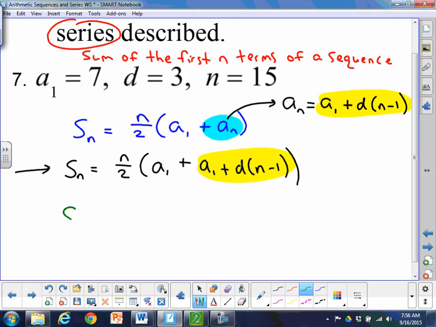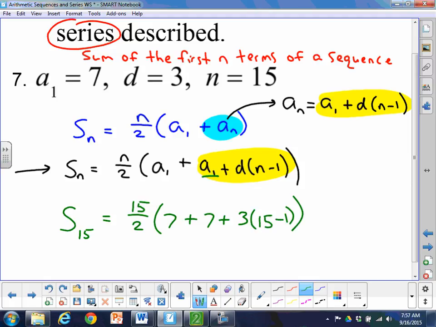So the sum, they want us to sum the first 15 terms. Okay, it's going to be 15 over 2. The first term is 7. Okay, and I'm at this step now. So again, another 7 plus d, which was 3, times n minus 1. And you can almost just do this as an order of operations kind of deal. Okay, so this is just one option.